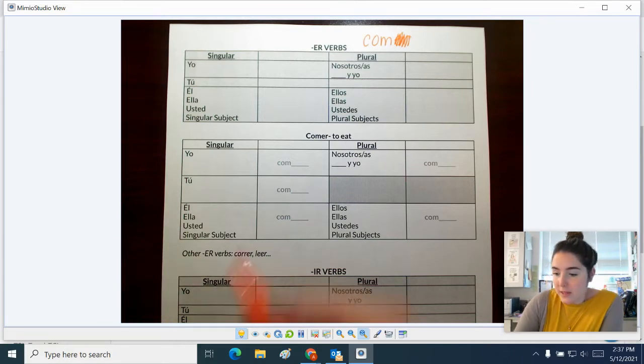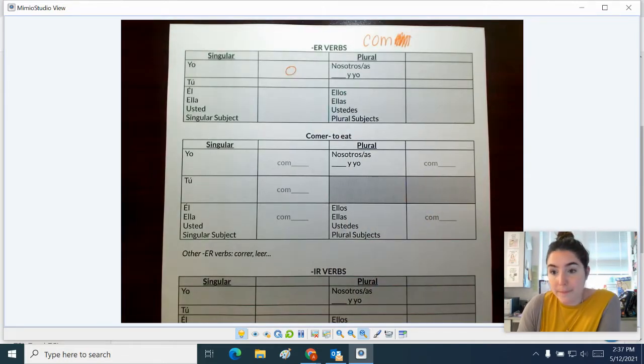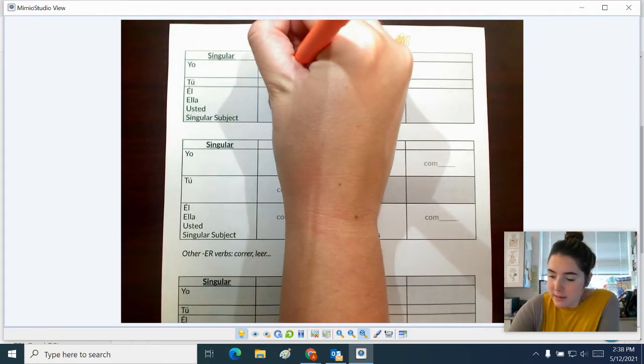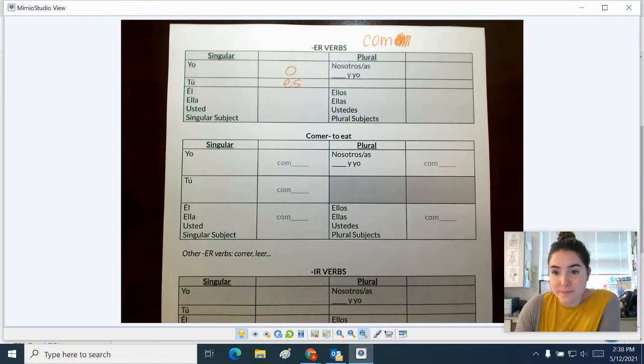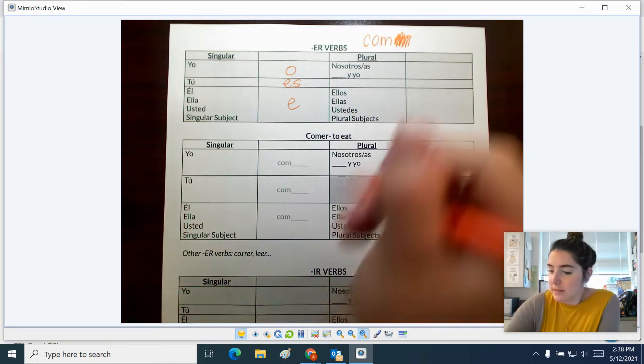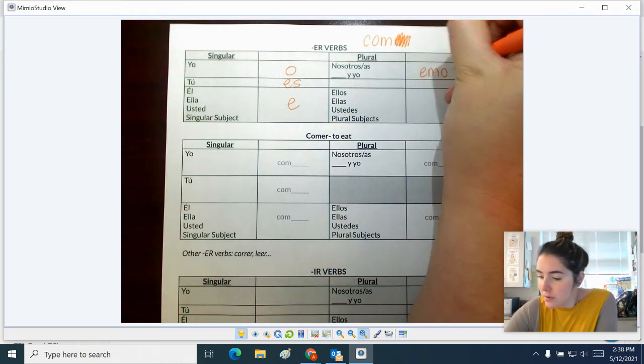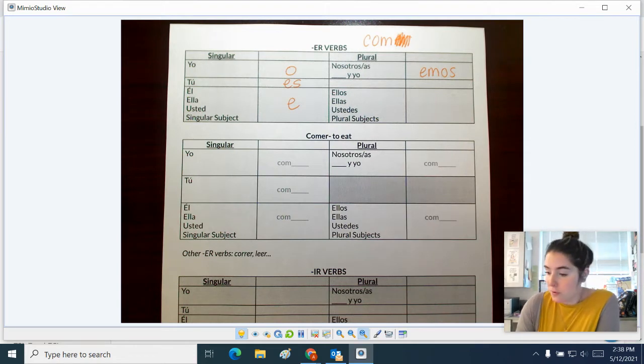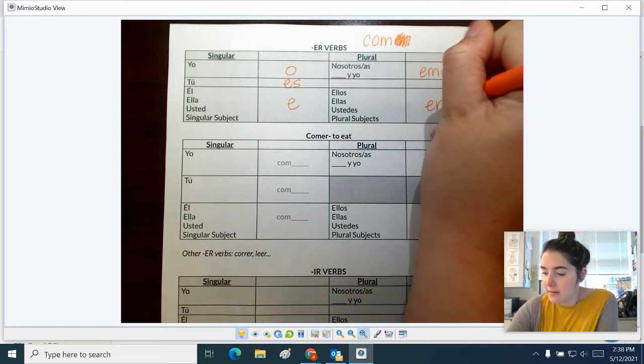So for yo, it is o, same thing, which is nice. For tú, if you want to say that you do something, it is es. For él, ella, usted, or it is e. Nosotros, nosotras, we, it is emos. And then for ellos, ellas, ustedes, or any other plural subjects, it is en.